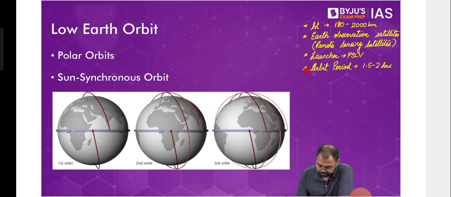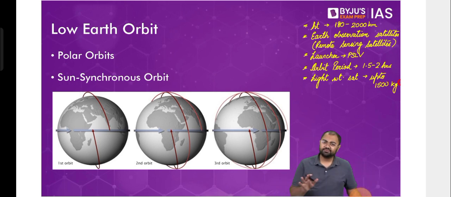Then apart from that, generally speaking, these are lightweight satellites, normally up to 1500 kg. Normally they have a total weight of up to 1500 kg. So that's why these are lightweight satellites. And then lastly, their total life cycle.